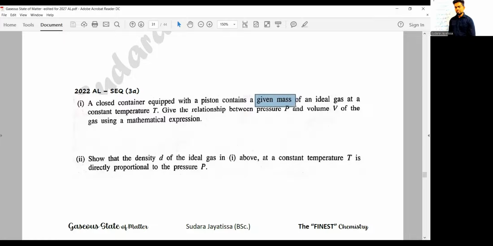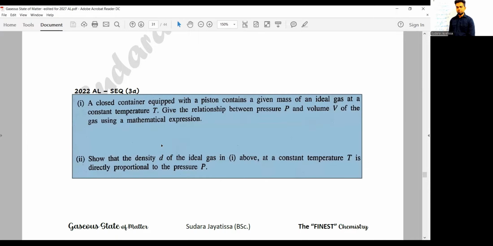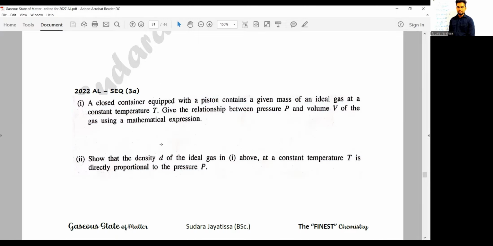Given mass, you can say moles are constant, and temperature is constant. If you take PV equal nRT, if moles and temperature are constant, you can see nRT is a constant. Simply it will be telling you Boyle's law, isn't it? Pressure will be inversely proportional to its volume. So they're asking the pressure volume relationship, so simply writing pressure inversely proportional to volume is enough. They're not asking you to derive, so there's nothing to derive actually.